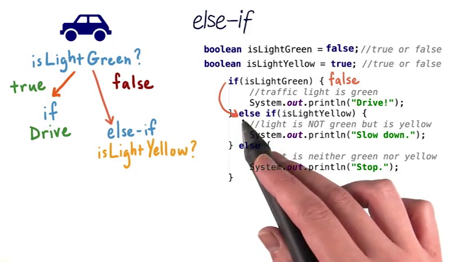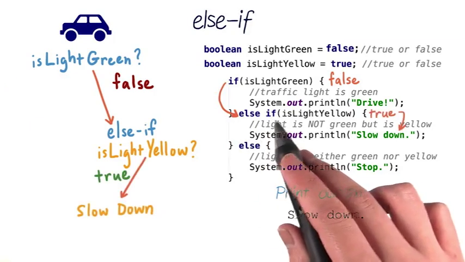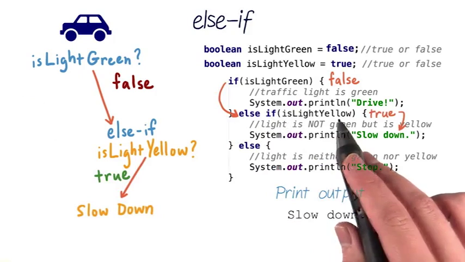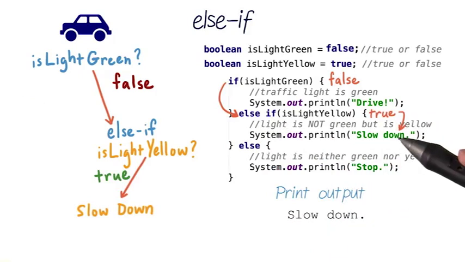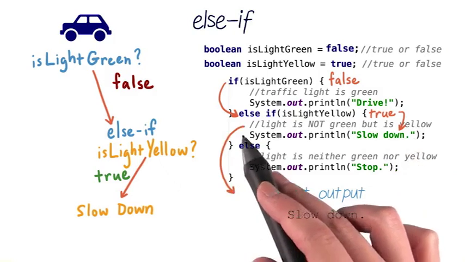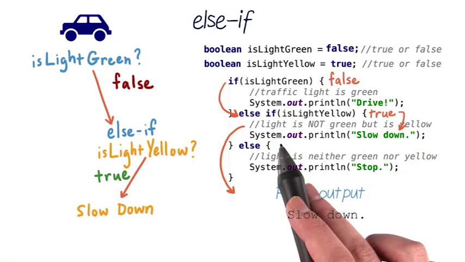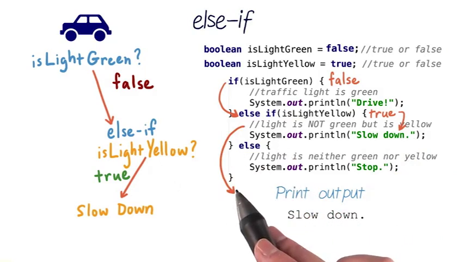So it will move on down to our next block, our else if. And our else if checks if isLightYellow is true. It is, so we'll enter our else if block of code and print out slow down. Our else statement will be skipped again, just like in the last example. And that's because once the computer executes an else if block of code, it will again skip down to the end curly brace of the last else or else if.